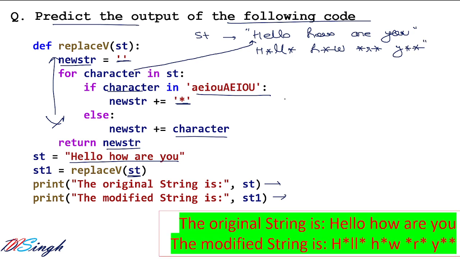Let us check it. Okay, so wherever you have the vowels e, o, a, e, and again o, u, at those places you have the stars, and at all remaining places it is as it is, whatever you have in the original string, that remains in the final one.